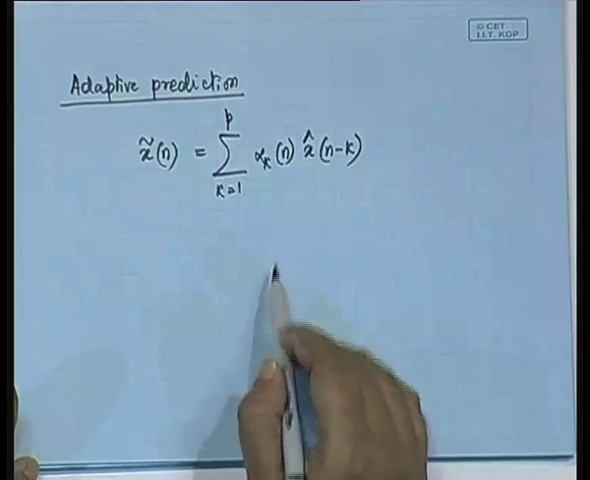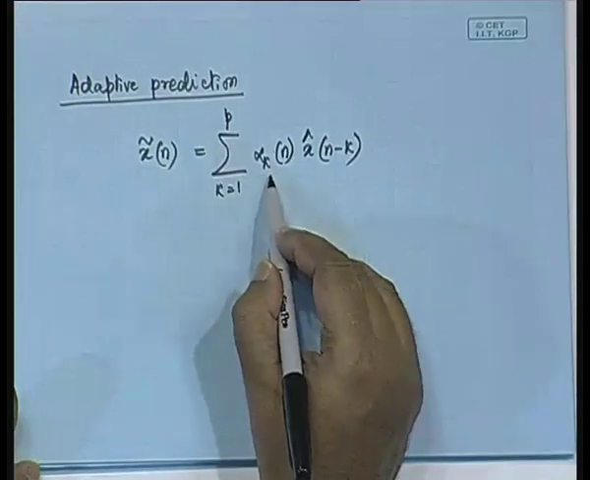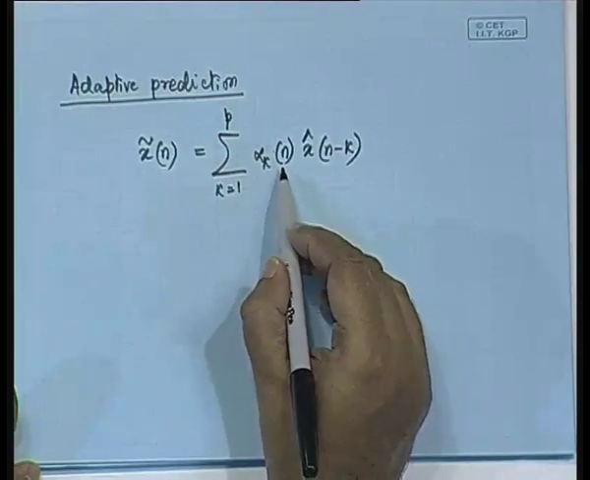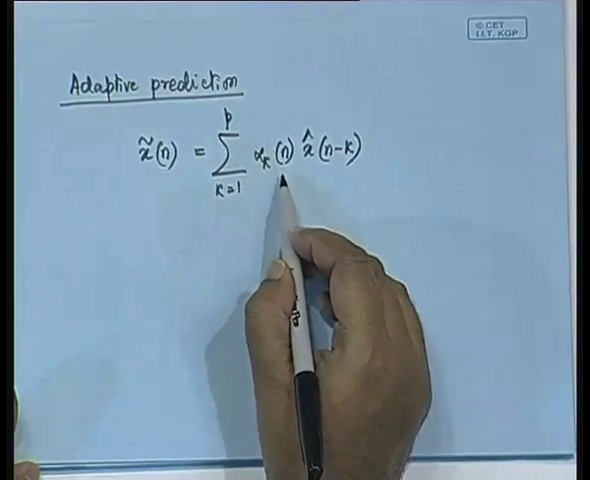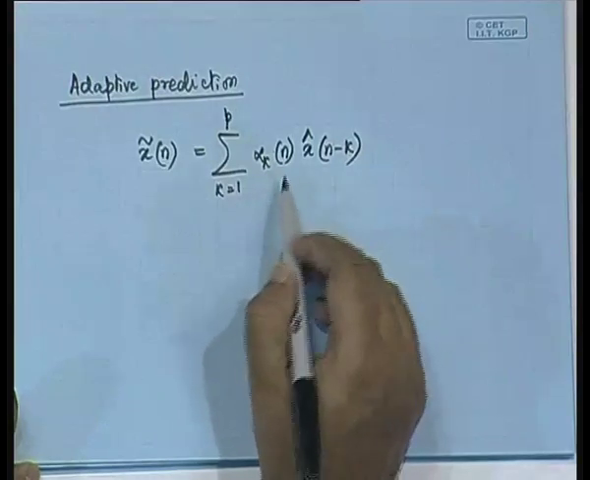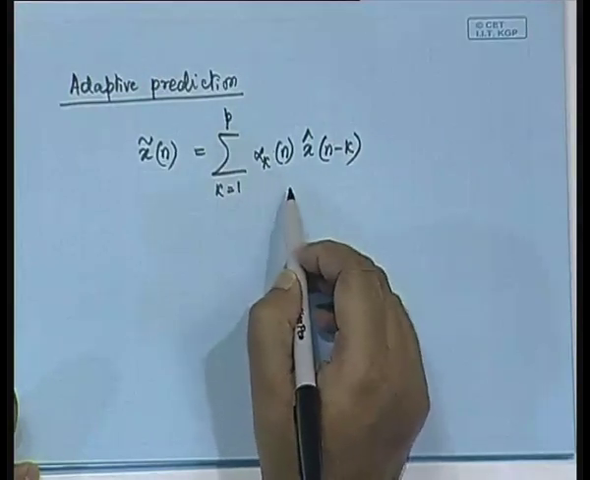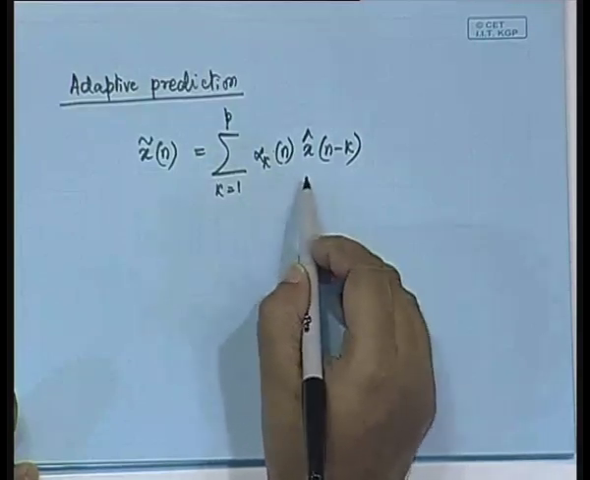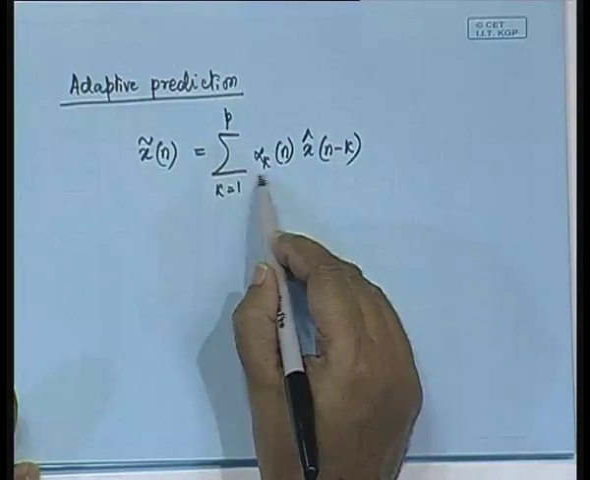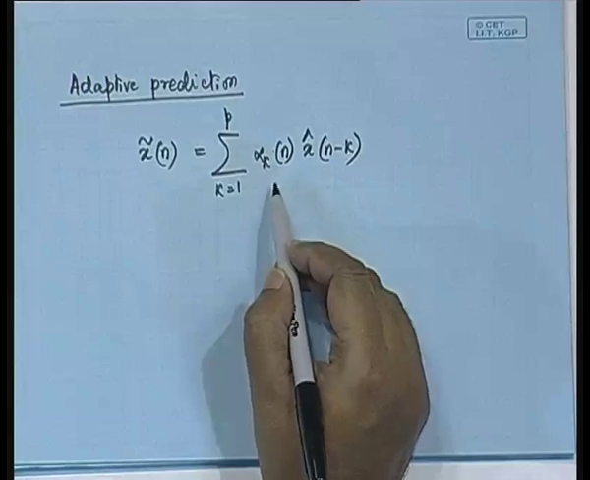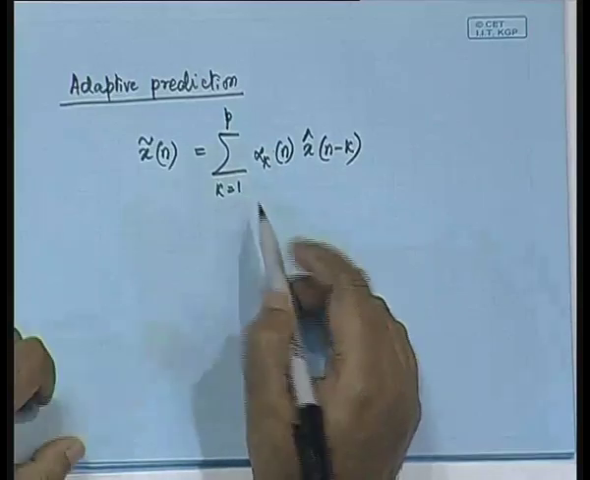And mind you, you also observe that in this case we are not keeping fixed alpha k's, but we are keeping alpha k as a function of n. So, which means to say that we should be prepared to vary this alpha k from sample to sample. So, that is what is making the prediction adaptive. Adaptive prediction means adaptively controlling the prediction parameter alpha k or the prediction coefficient alpha k.